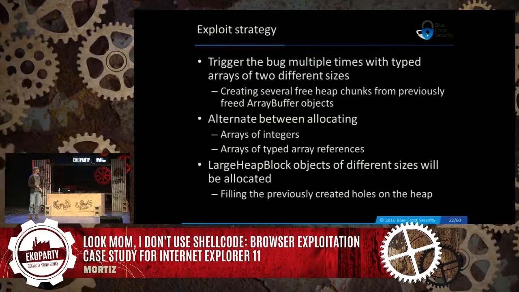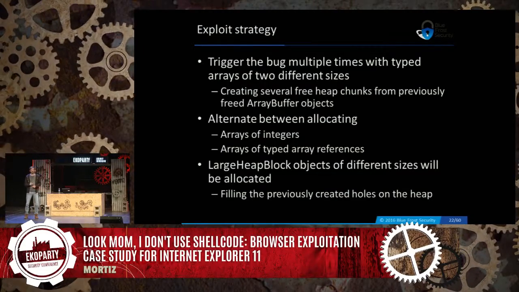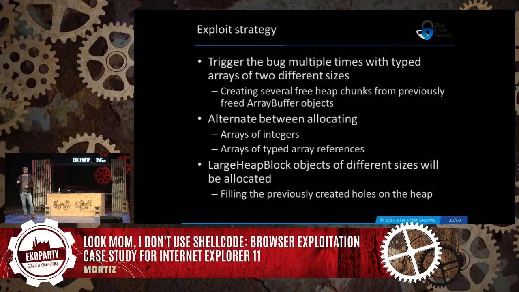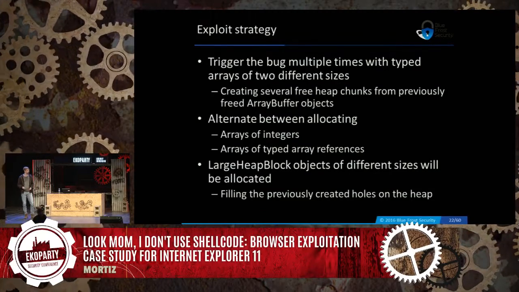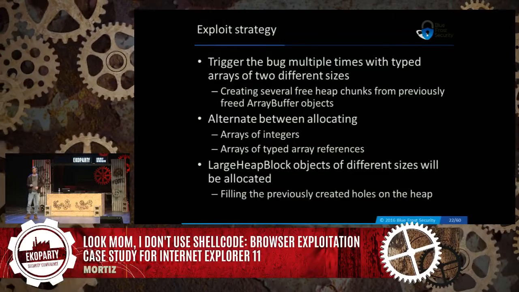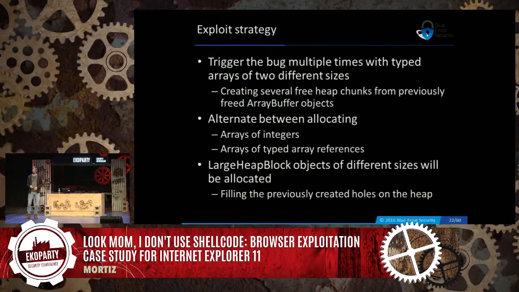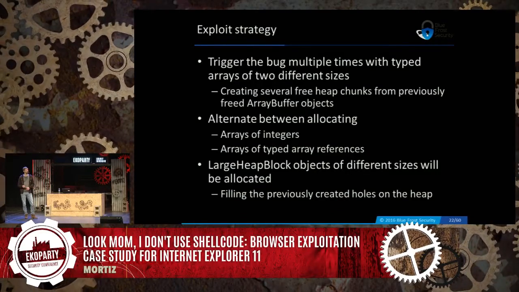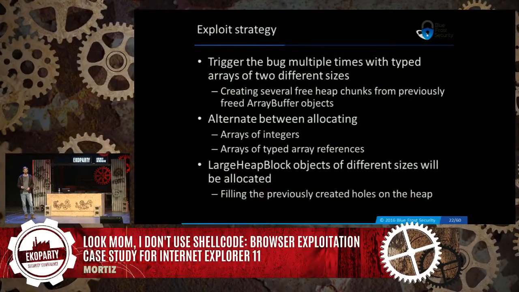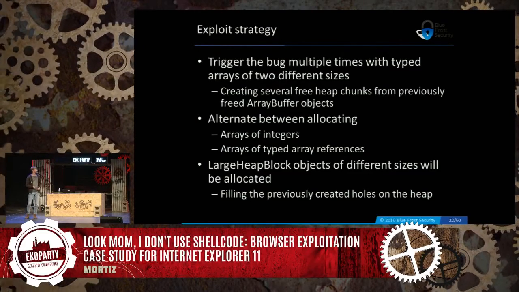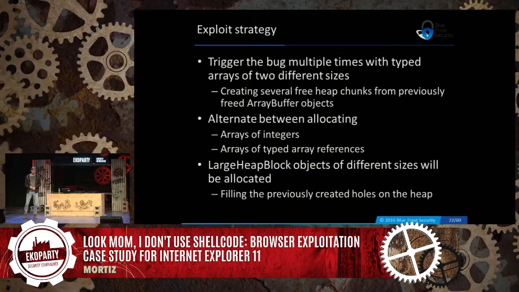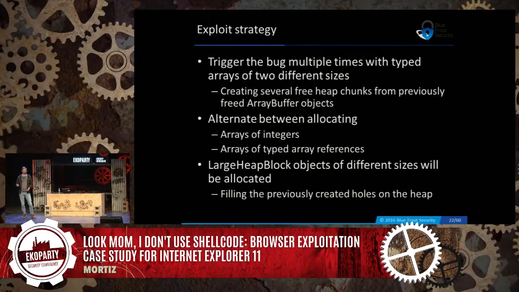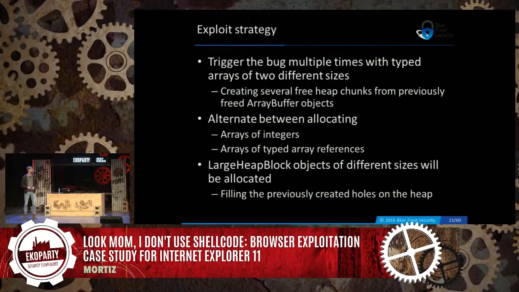So this is the strategy. We create two groups of typed arrays. The first group has a certain size, and the second group has a different size. Then we trigger the bug on all of these typed arrays, so we have lots of typed arrays pointing to freed memory regions. Then we alternate between creating large arrays of integers and large arrays of object references, of typed array references. Eventually these will force the creation of large heap block objects, which will be placed in these free heap chunks.